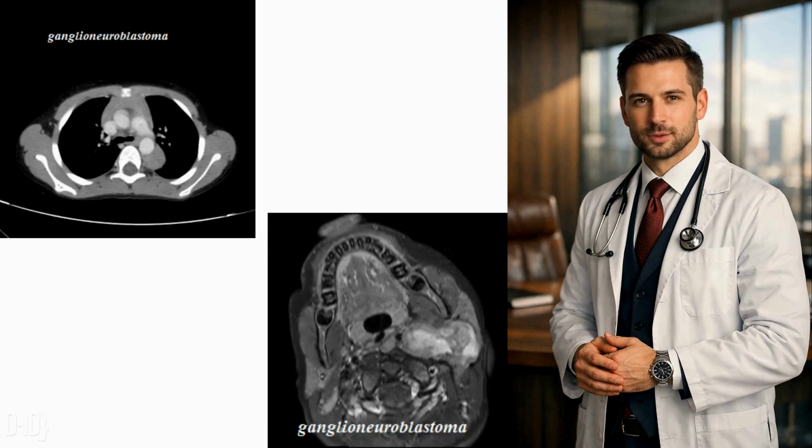Now let's move to ganglioneuroblastoma, which is more aggressive. On CT, it is heterogeneous. Contains necrosis and hemorrhage. Shows coarse, irregular calcifications. Enhancement is more pronounced. On MRI, mixed signal intensity. Areas of hemorrhage. Irregular enhancement pattern. And most importantly, it tends to be invasive, may involve adjacent structures, and can show lymph nodes or metastases.